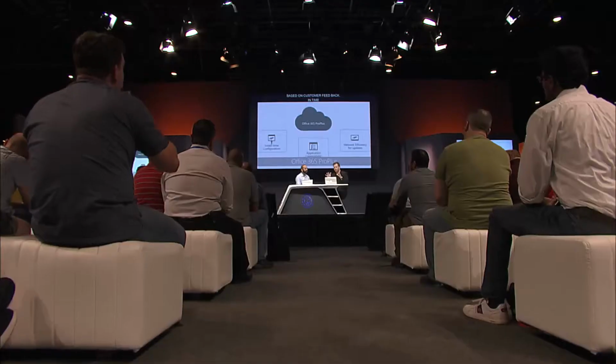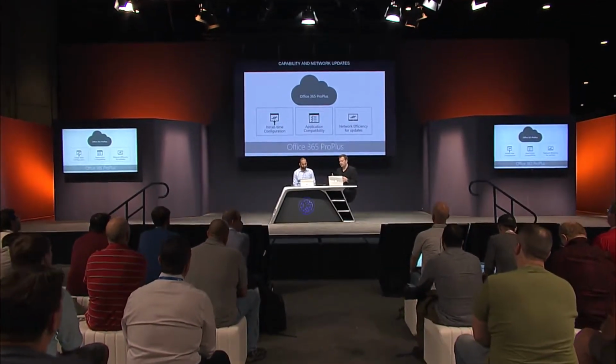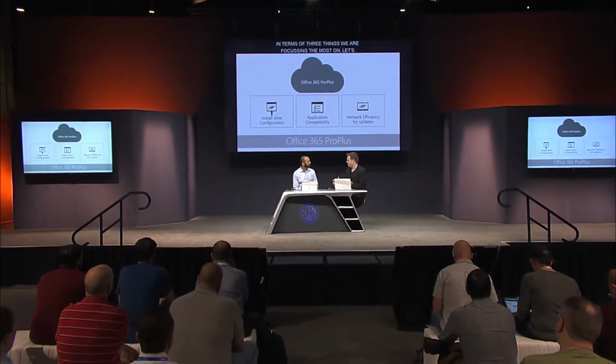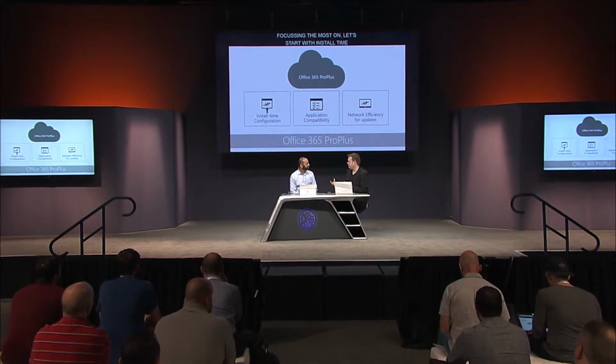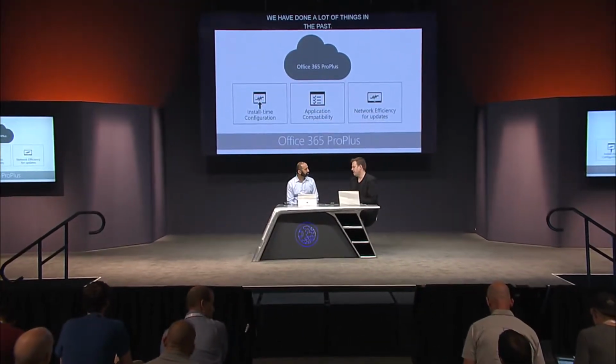Let's have a look at some of the things that we're doing. In terms of the three things that we are focusing the most on, let's start with install time configuration, because I know that we've done a lot in the past in terms of granularity of control on other package types. For click to run now, we're doing a lot more in terms of giving you more granularity. So let's start with install time config, then we'll move on to app compat and network efficiency.